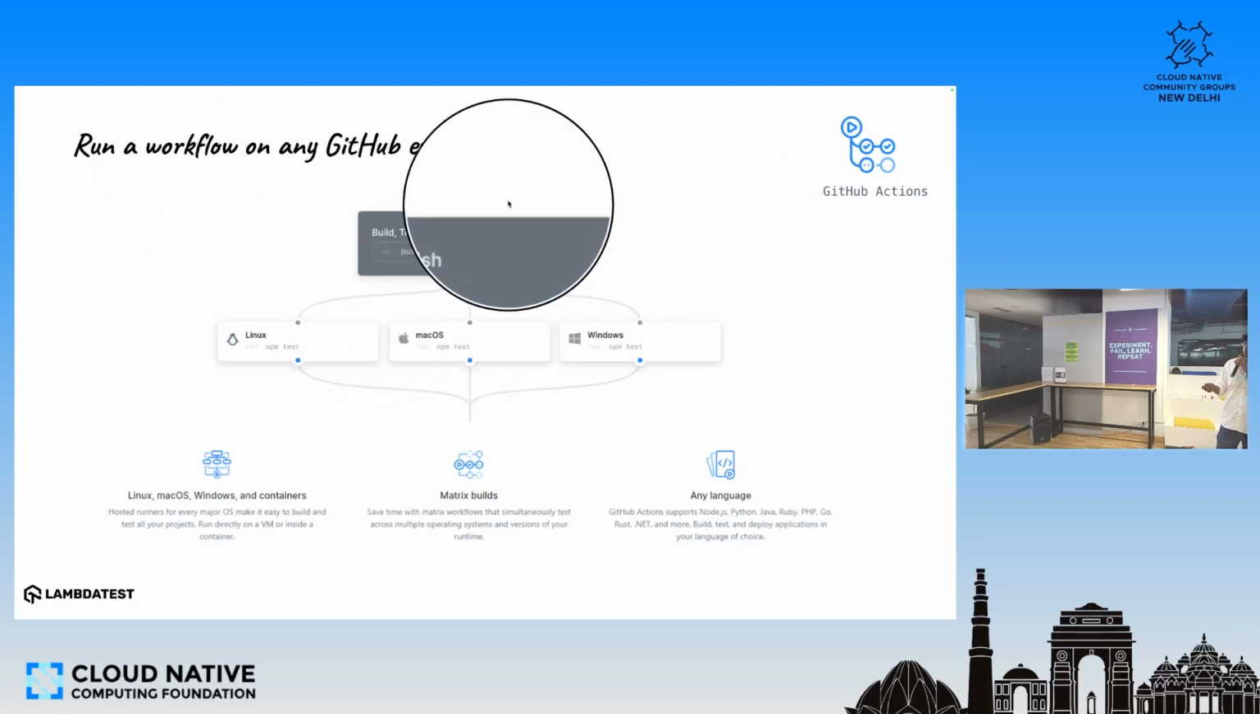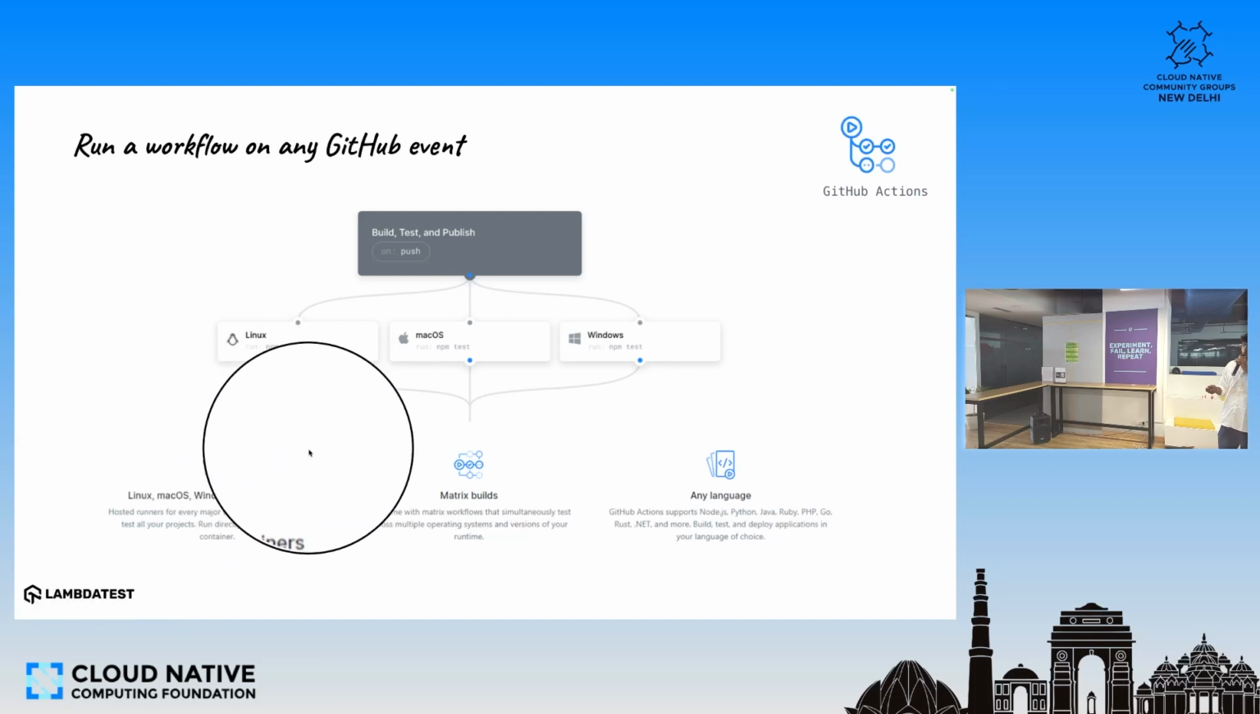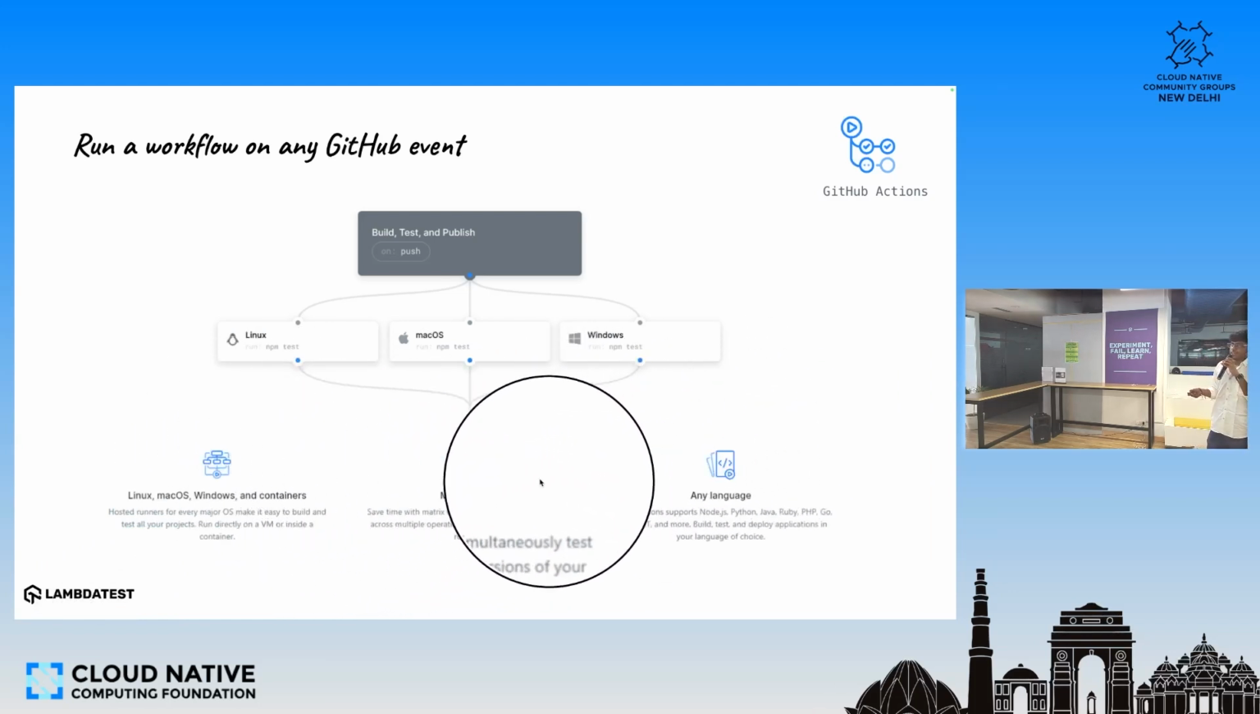Any GitHub event has a simple workflow. You have your particular OS, using matrix builds to allow parallel running, and obviously any language support is there.